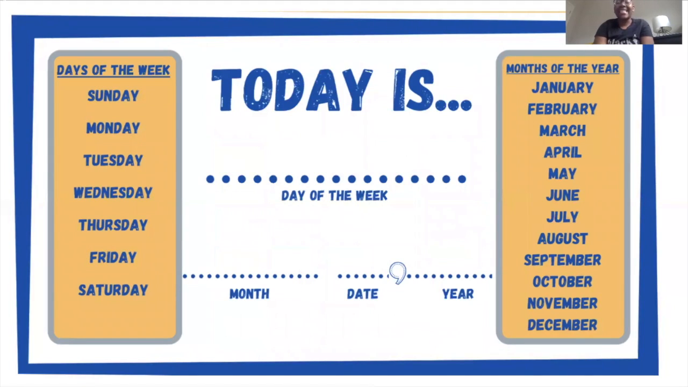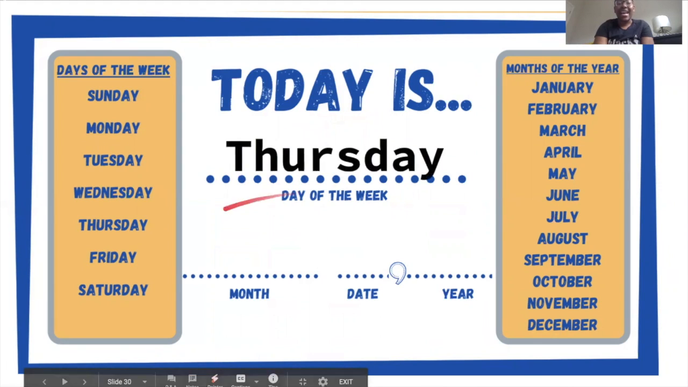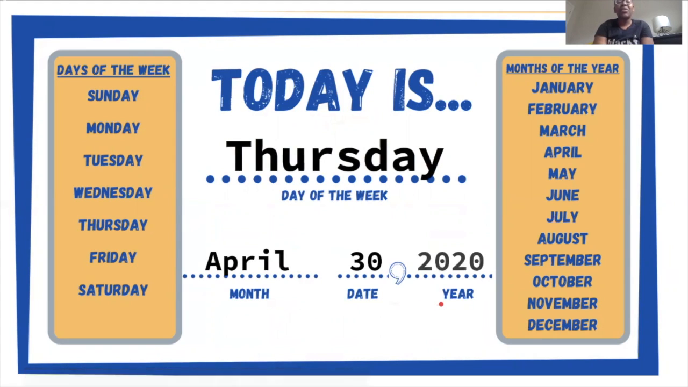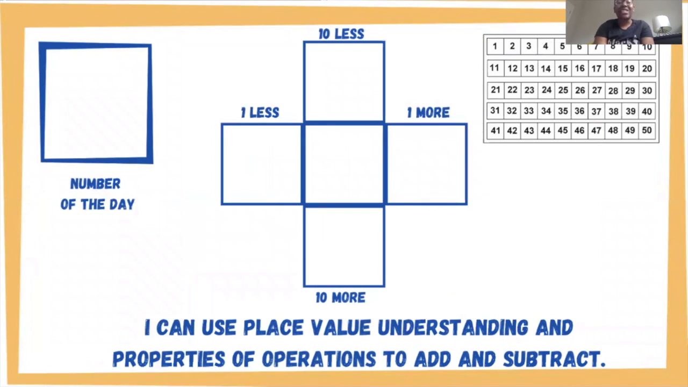Let's say the date together. Remember, when we say the date, we start with the day of the week, then we say the month, the date, and then the year. Here we go. Today is Thursday, April 30th, 2020. Let's do it again. Today is Thursday, April 30th, 2020. Great job.